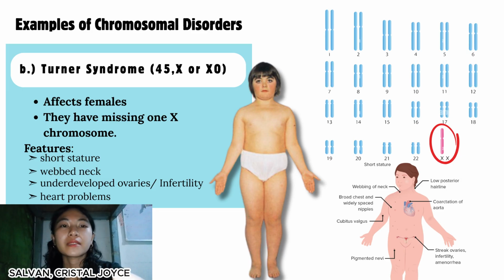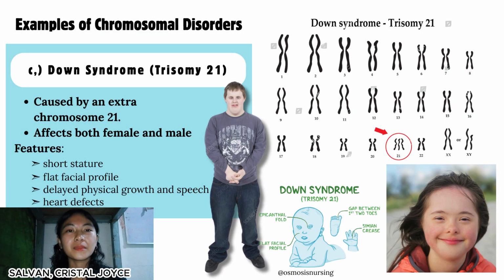This one affects females and they are missing one X chromosome. The common features are short height, a web neck, underdeveloped ovaries, leading to infertility, and heart problems. Next is the most common chromosomal disorder. We have Down syndrome or trisomy 21.